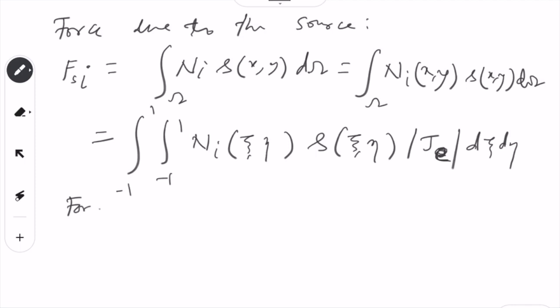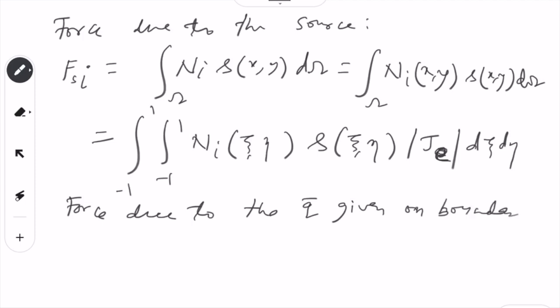Next will be force due to the Q bar given on boundaries. So Q bar will be given. Q bar is nothing but Q dot N, which will be given on boundaries.